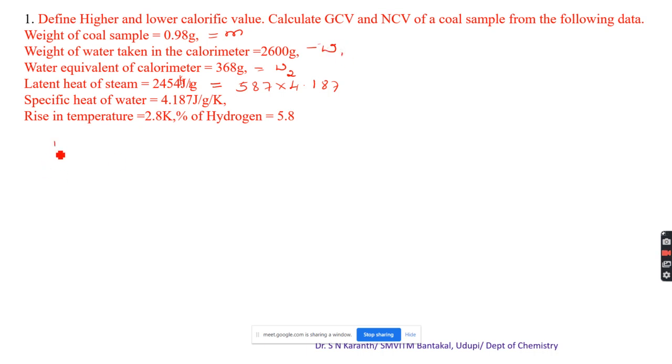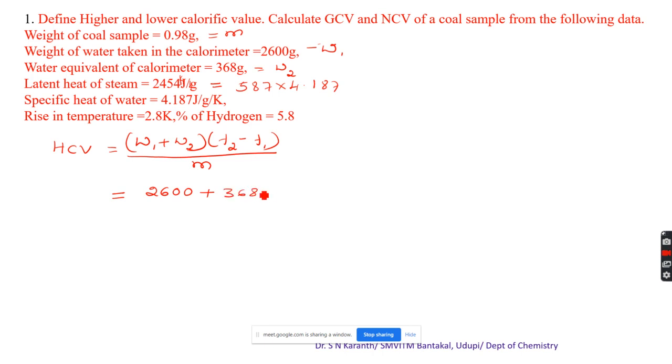So the higher calorific value, HCV, we express in this way: W1 plus W2 into T2 minus T1 divided by M. This is the standard equation we use to determine the higher calorific value of the fuel sample. Now I'll substitute the components. So W1 is 2600 plus W2 is 368.